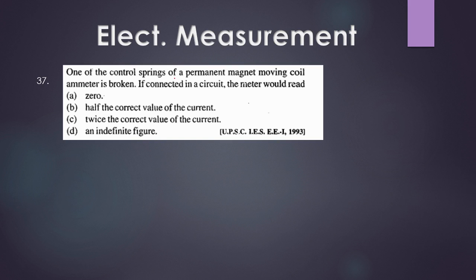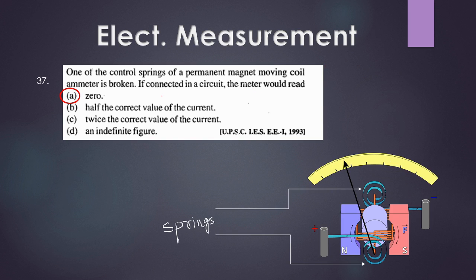Next question. One of the control springs of the permanent magnet moving coil (PMMC) ammeter is broken. If connected in a circuit, the meter would read? Answer is 0, because here you can see these are the springs, right? The springs carry the working current in a PMMC instrument. So if one spring breaks, the current path will be discontinuous, the current will be 0, so the meter will read 0. So the answer will be A.